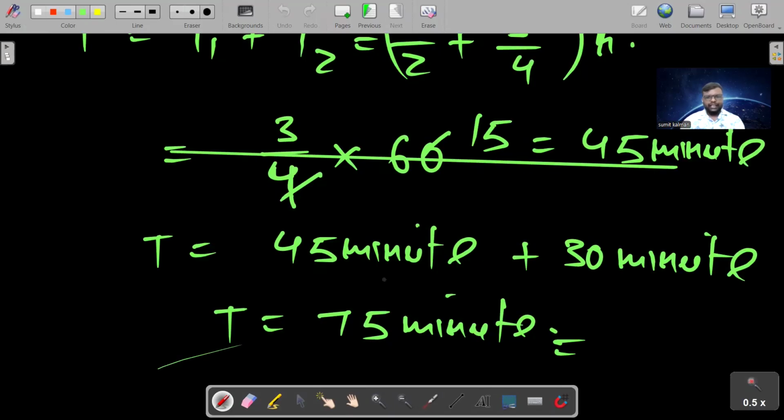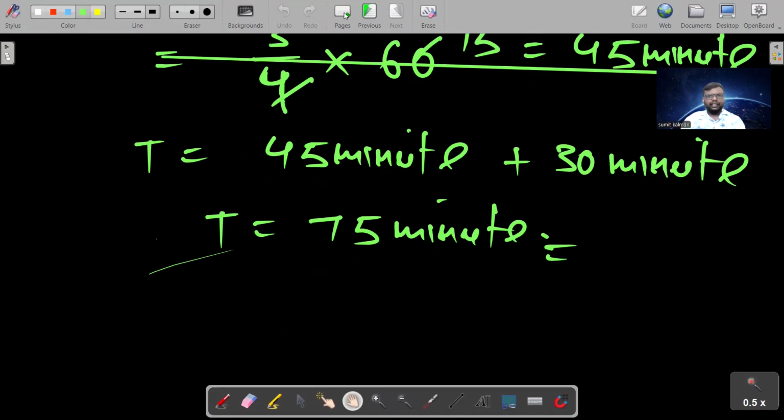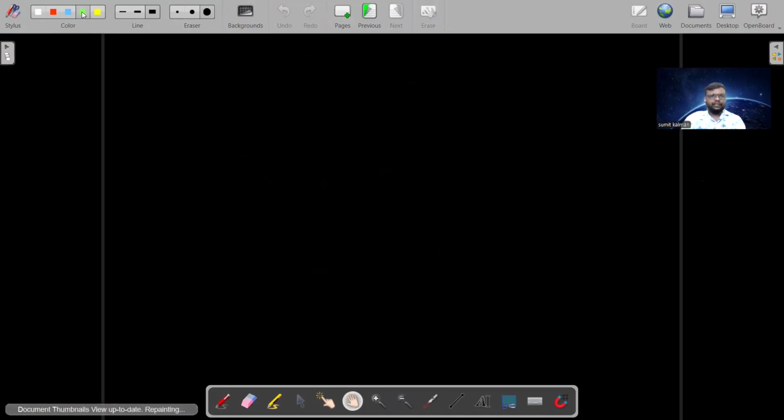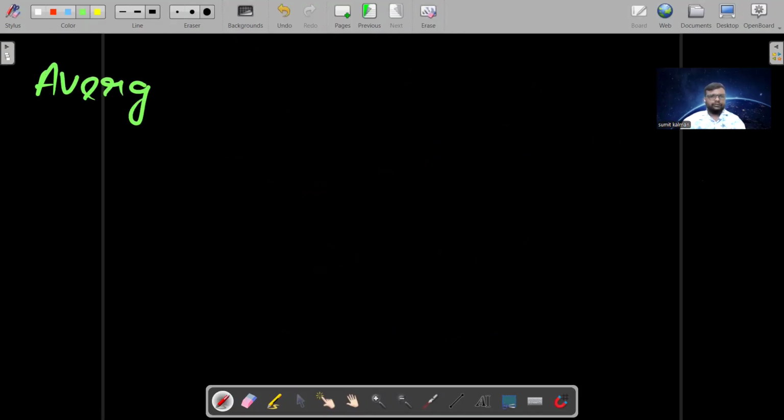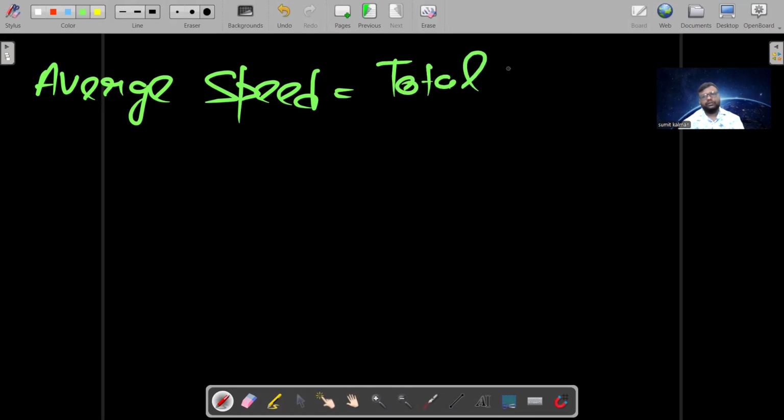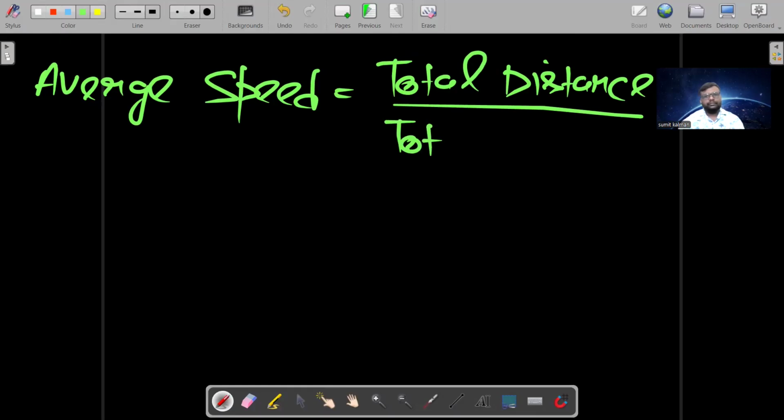So students, here we have to find the average speed of the train. And we know average speed is equal to total distance upon total time.